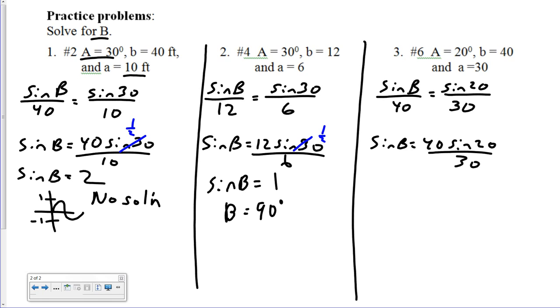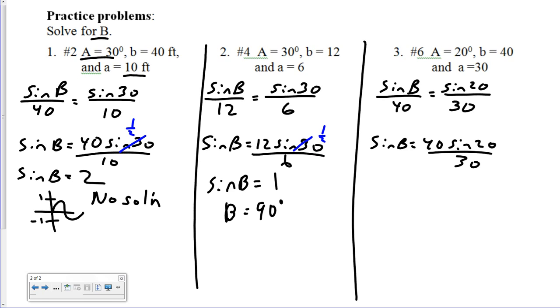Now again, if it says find all solutions, you would have found this B. So you have your A, you have your B. You'd subtract them from 180 to get your C. And then you'd have to find your side C by using the law of sines again. So you'd have to do it twice.